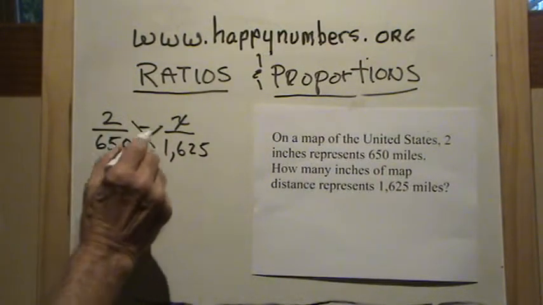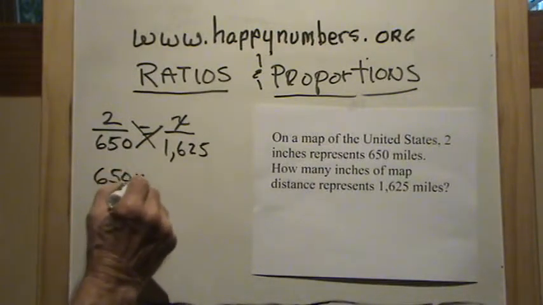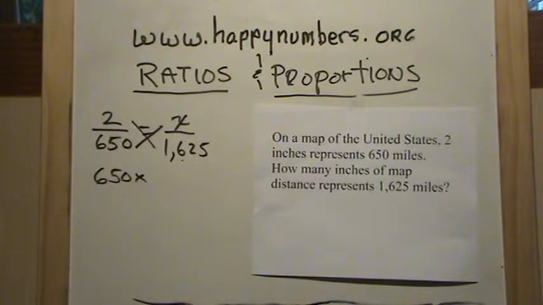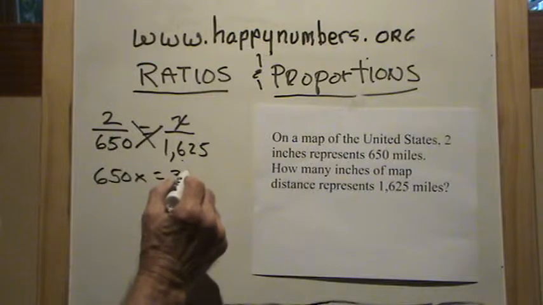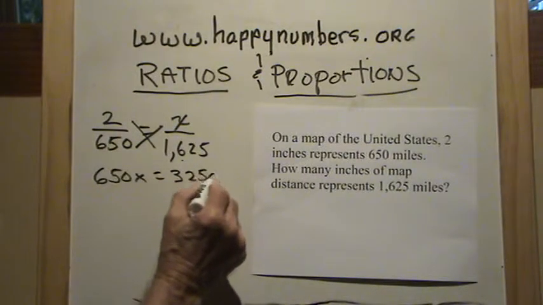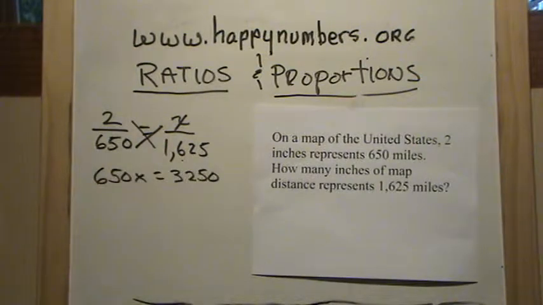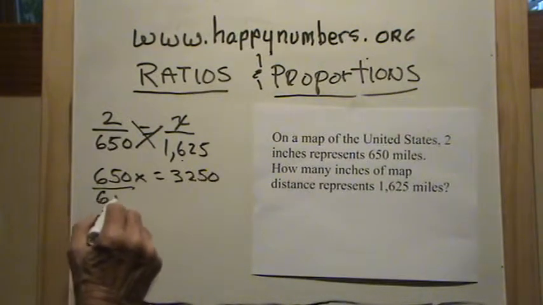So 650 times X gives me 650X. 2 times 1,625 gives me, pardon me, 3,250. You'll have to know your 1,625 multiplication table to do this, by the way. That's just a joke. All right, so we divide by 650.